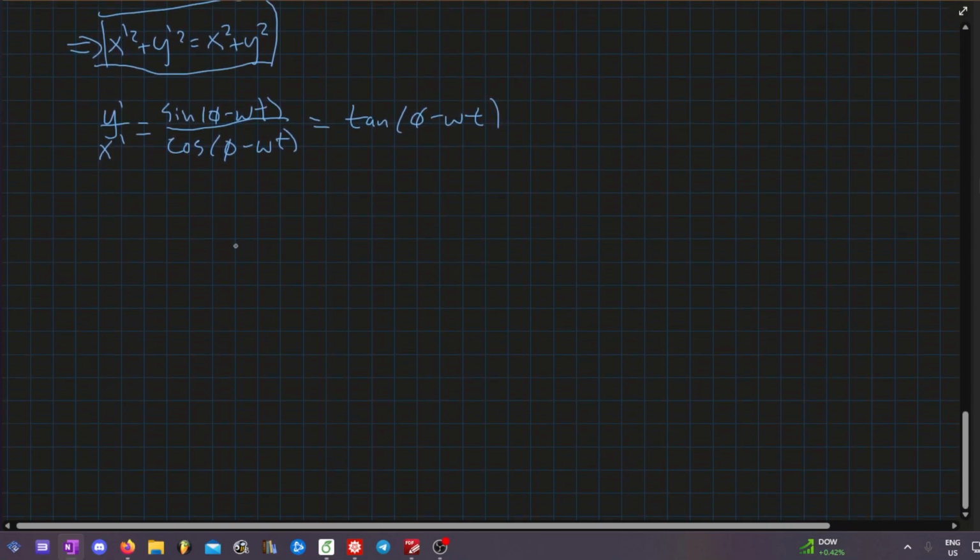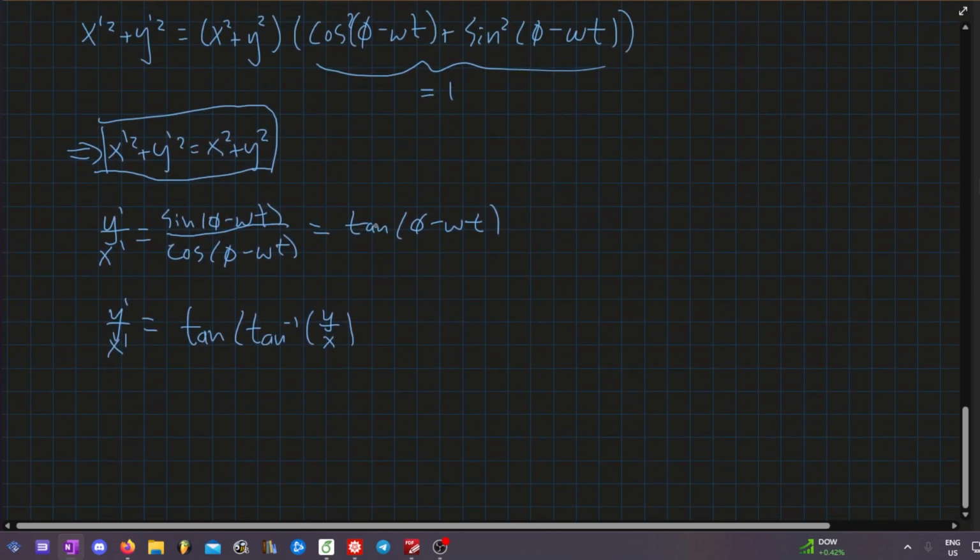Okay, but let's remind ourselves, so this means y prime over x prime actually is tan of the inverse tan, because of what phi is, of y over x, minus omega t. Let me just double check that that's right. Yeah. So this means that we can take this tan over to this side. Inverse tan of y prime over x prime is the inverse tan of y over x minus omega t.